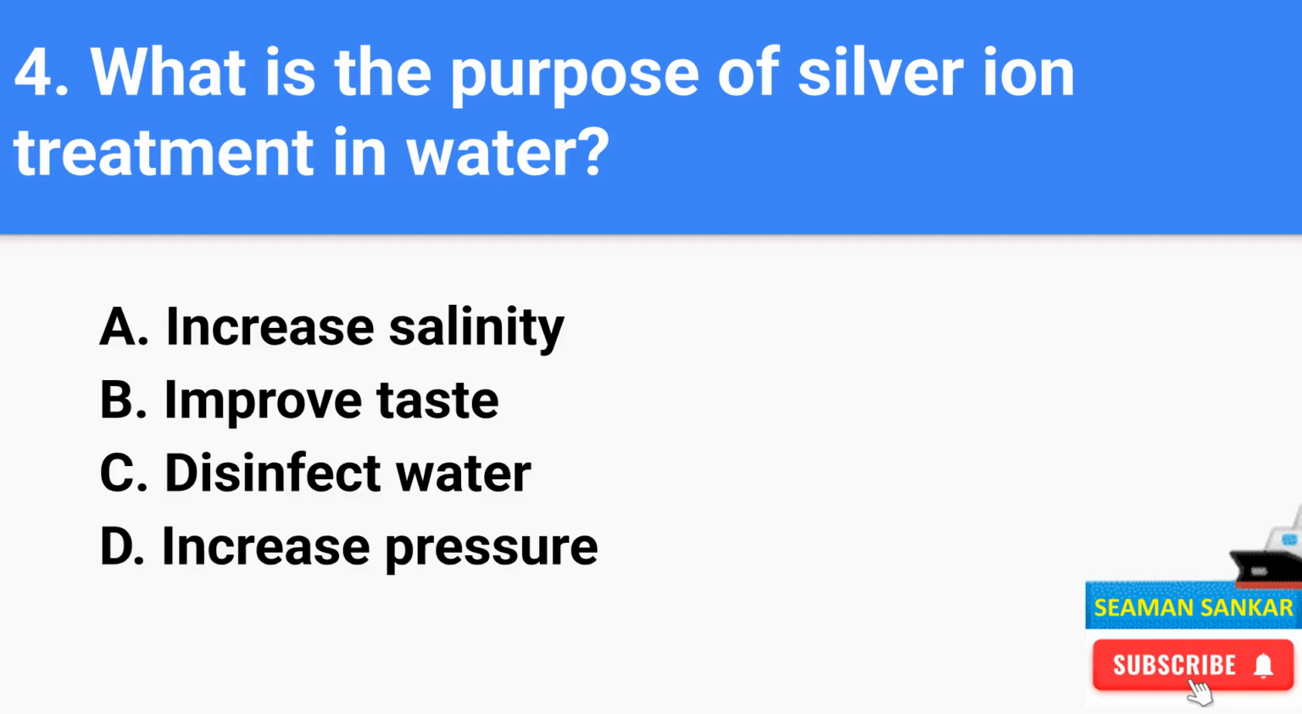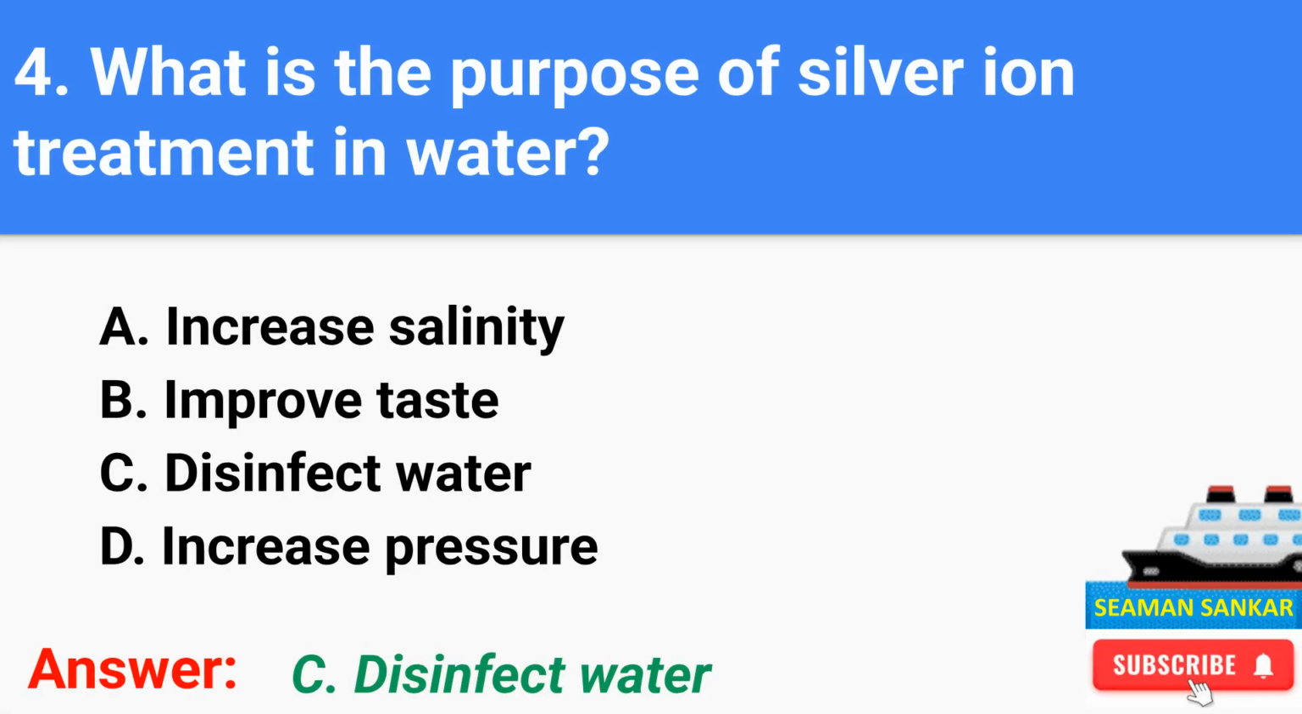Question 4. What is the purpose of silver ion treatment in water? A. Increase salinity. B. Improve taste. C. Disinfect water. D. Increase pressure. The correct answer is C. Disinfect water. Silver ion treatment is used to sterilize the produced fresh water, making it safe for consumption.